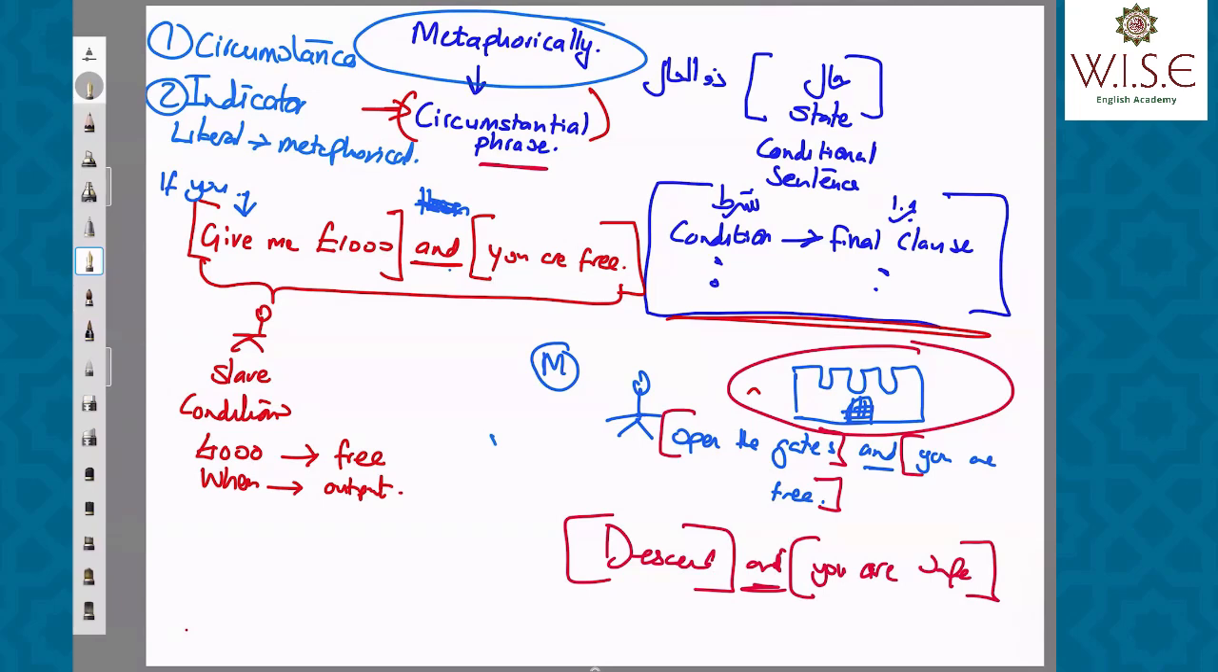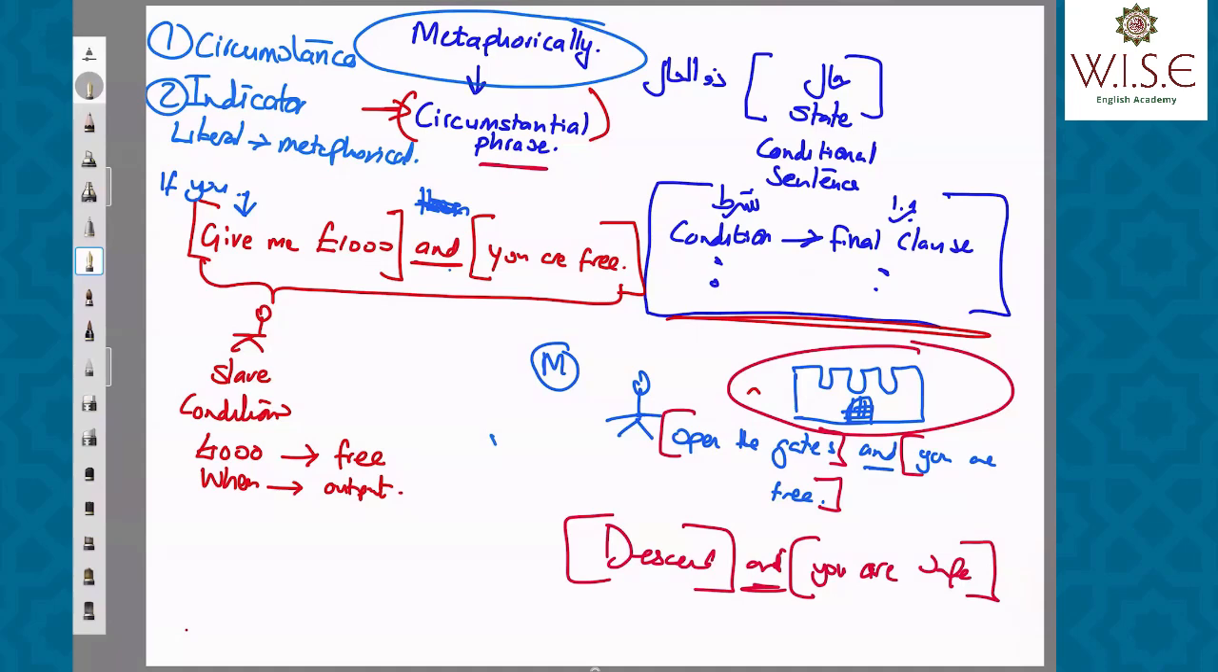Because the master says to the slave, give me 1,000 and you are free. What's the suitability of the indicator? Financial compensation is a suitable condition for the emancipation of a slave. And the slave has been granted independence to earn his own money. So this takes away the meaning of it being conjoining. It takes away the idea that give me 1,000 and you are free are two separate things. He'll be free when he gives 1,000.